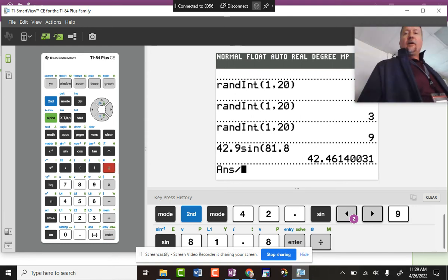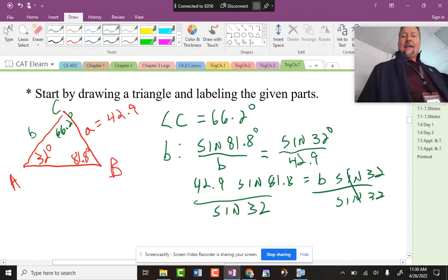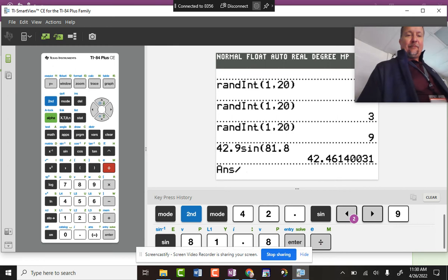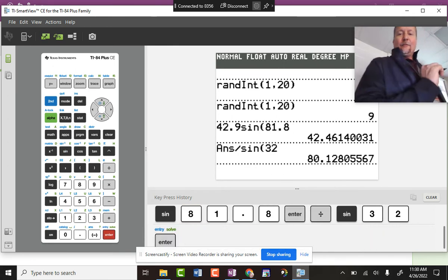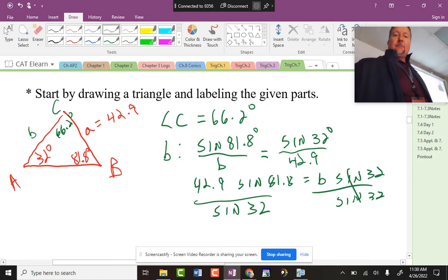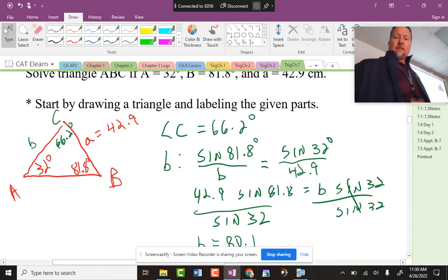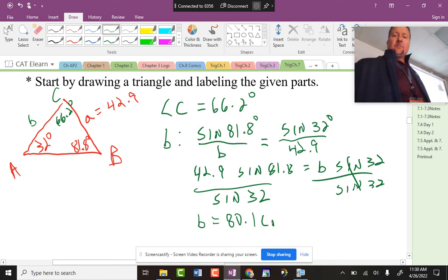And then divided by what? What did I have written there? I got it. Sine 32. I'm going to sit up here like a buffoon waiting for an answer. Sine 32. Enter. Okay, there it is, 80.12. And that's what side B is. So was there any labels given? There were centimeters. So cm.